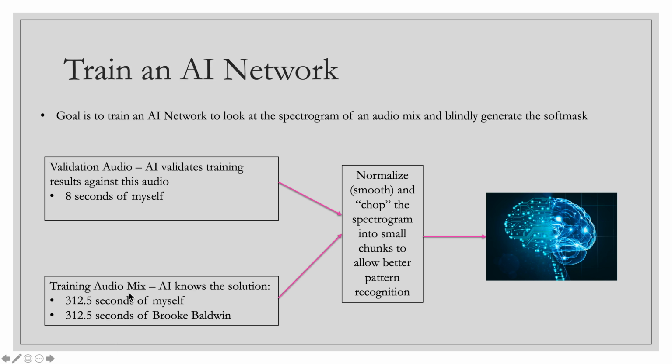So we're going to use about 5 minutes of training audio data. We're going to use 8 seconds of audio data of myself to validate the training process. And it's very important that I point out that we need to normalize that data, meaning we smooth the sound waves out a little bit. We smooth the spectrograms out a little bit. And that allows the AI network to recognize those patterns better with smoother spectrograms. We also want to chop the spectrograms into small chunks of data. Again, that allows the AI network to perform better pattern recognition.